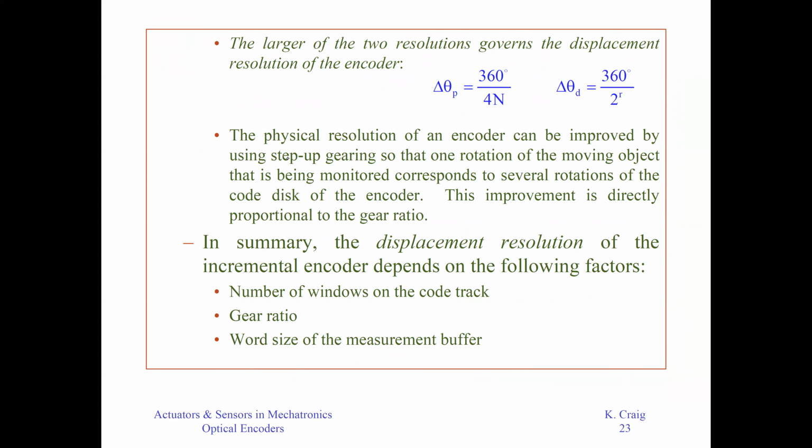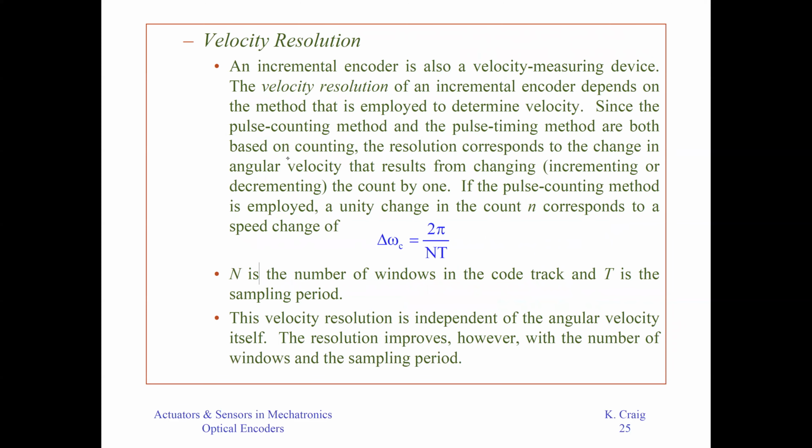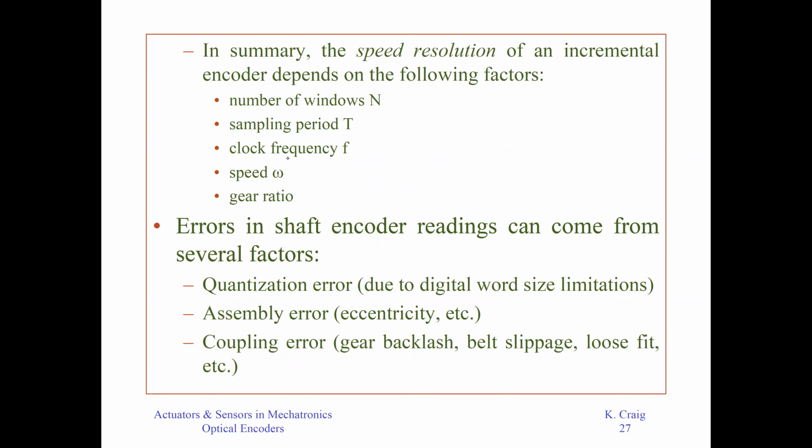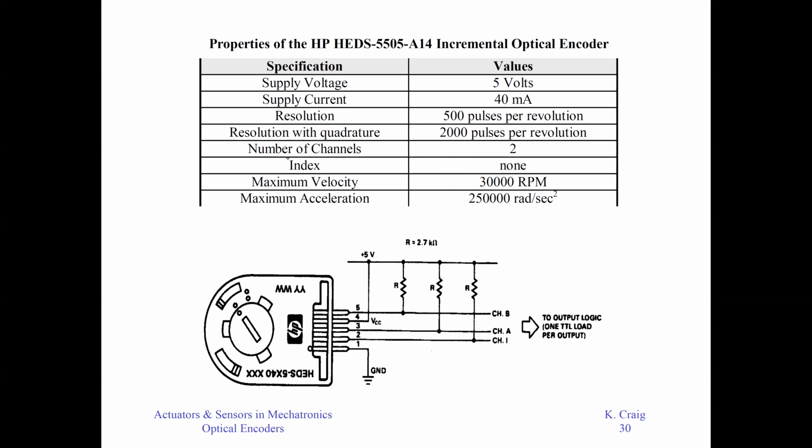Our timing is good. So here I'm trying to explain to you the quadrature signal addition. You can use V1 plus V2 to form a signal like that. Then you'll have different levels, 1, 2, 3. This one actually will improve our physical resolution by 4.